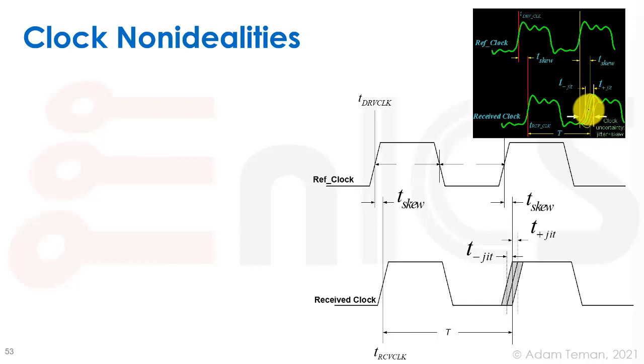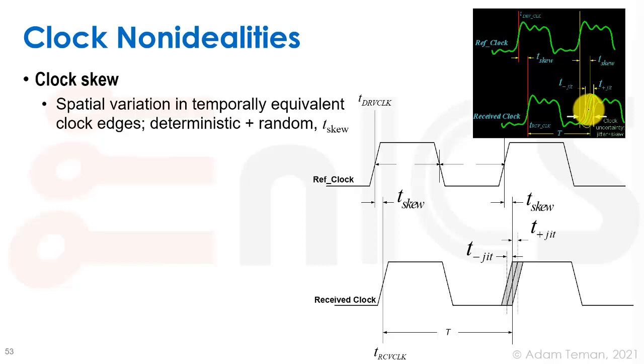So for that, we have a couple of very important definitions, and the first one is called clock skew. Clock skew is a spatial variation in temporally equivalent clock edges. It's deterministic and random. Basically, clock skew is the difference between the time of the clock rise, or the phase of the clock rise, on the launch register and the phase of the clock rise at the capture register, and you see that this skew is non-zero. So we have a difference in just the spatial arrival of the clock edge at two different registers. They don't arrive at the same time in two different places.